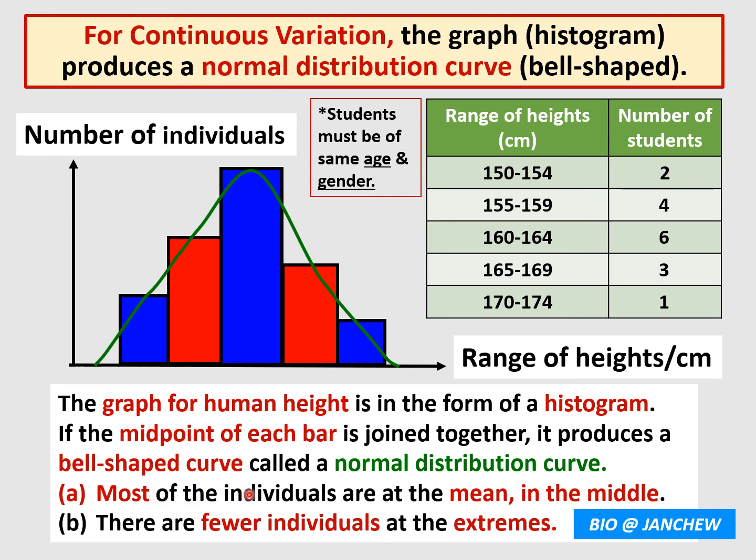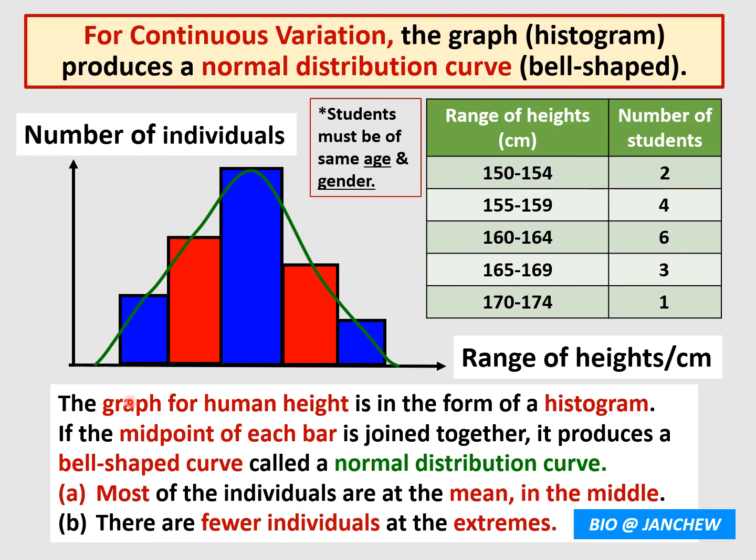Most of the individuals will be at the mean, the middle. For example, the range of heights that is 160 to 164 cm. These have the most students. Okay, most of the students will fall or be in this range of heights. So that will be the highest point.